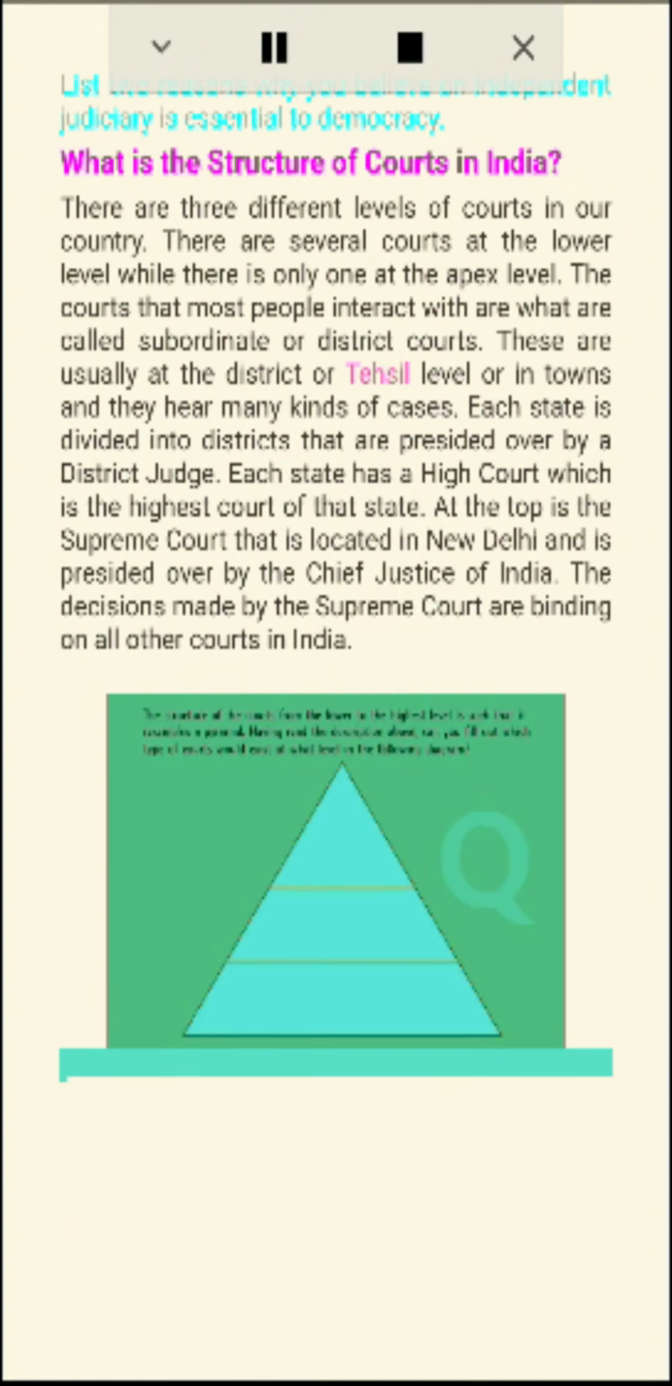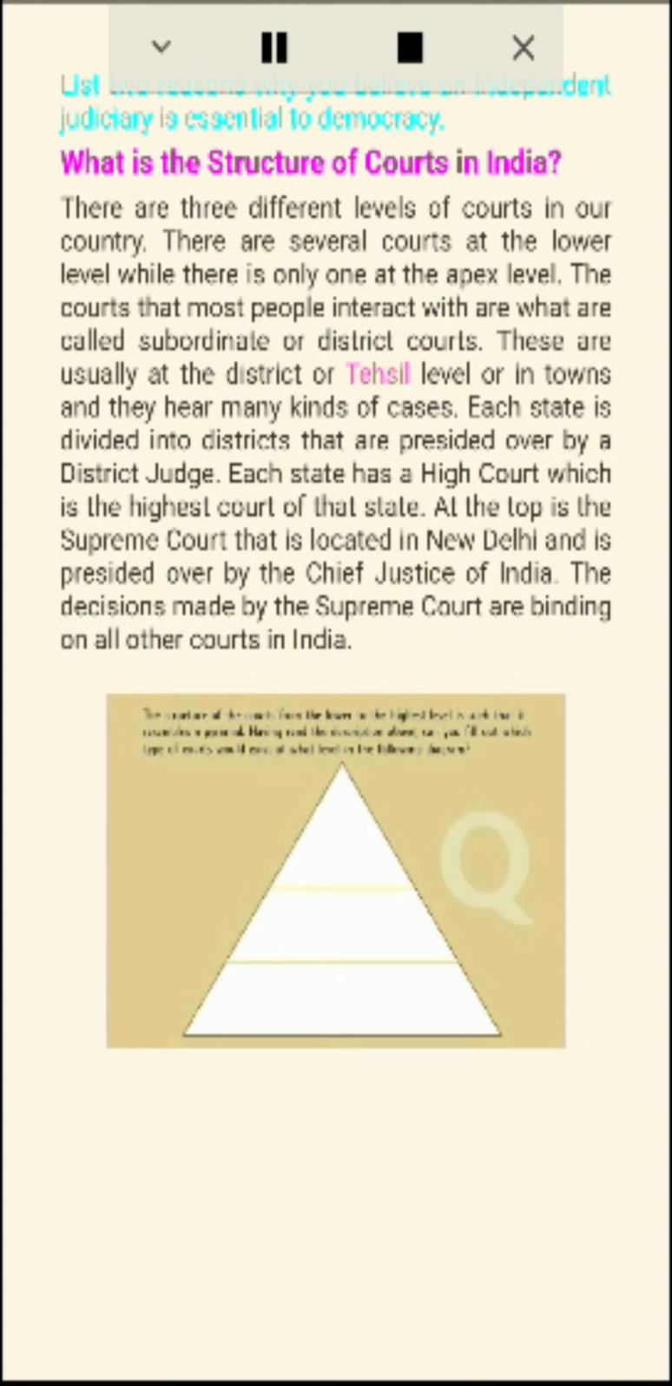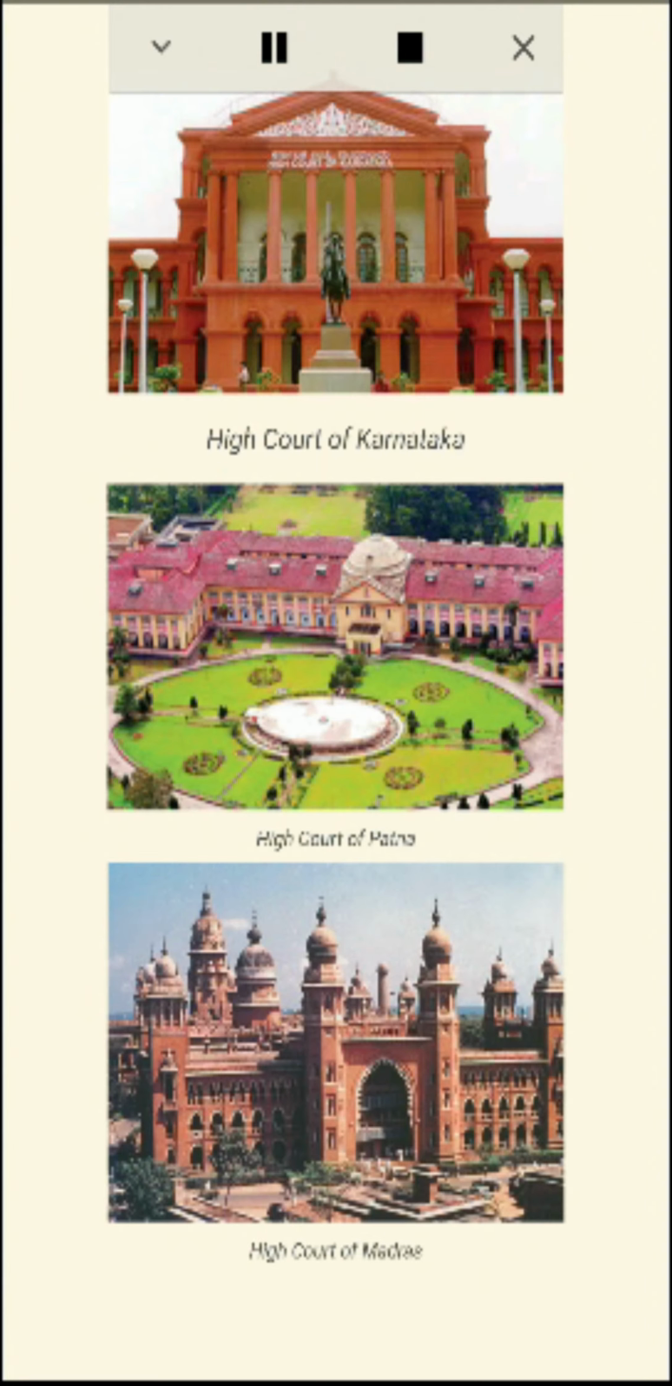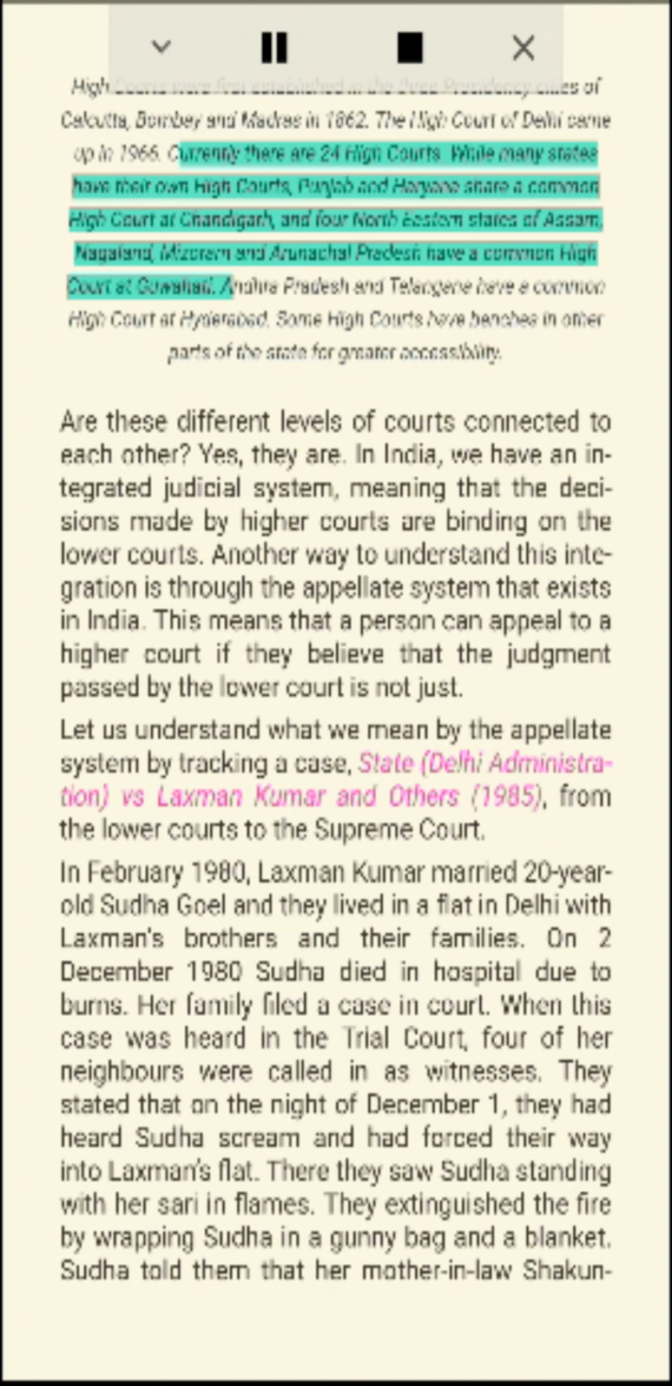High Court of Karnataka, High Court of Patna, High Court of Madras. High courts were first established in the three presidency cities of Calcutta, Bombay and Madras in 1862. The High Court of Delhi came up in 1966. Currently there are 24 high courts.